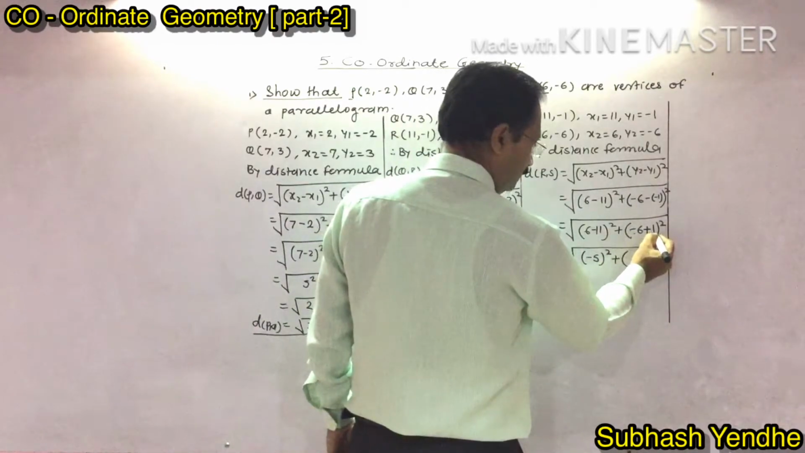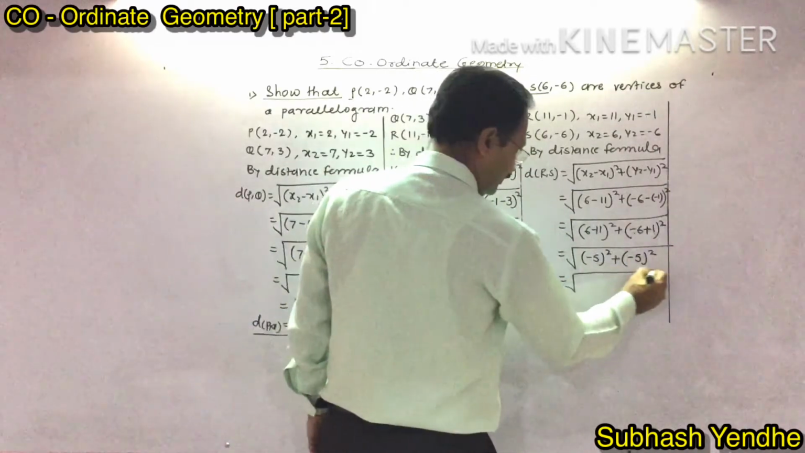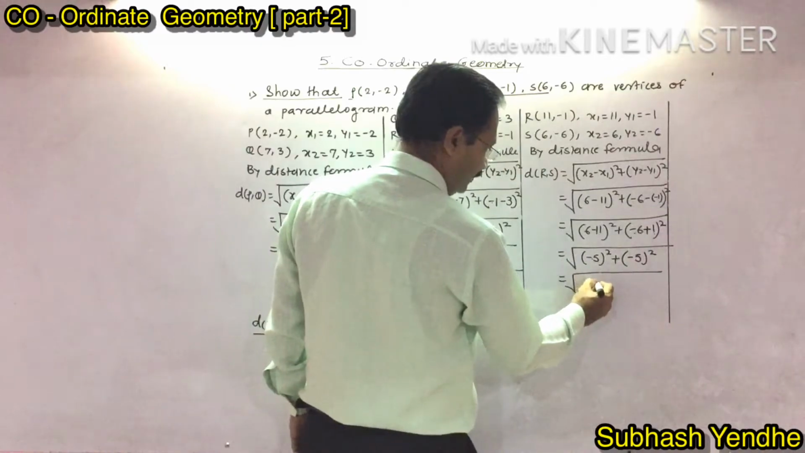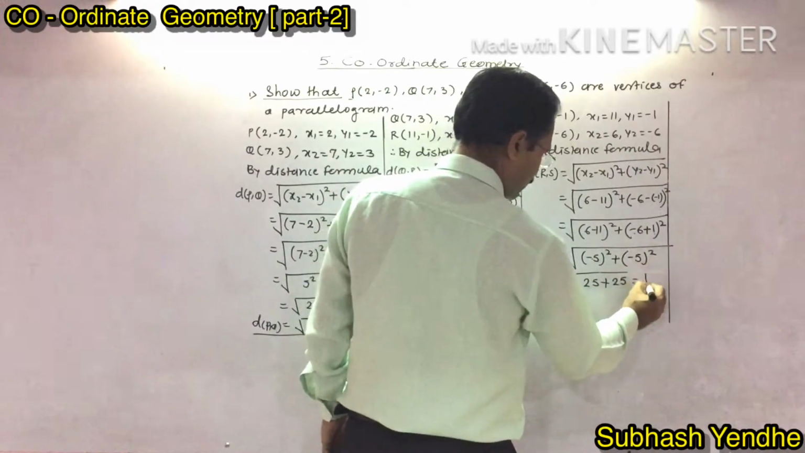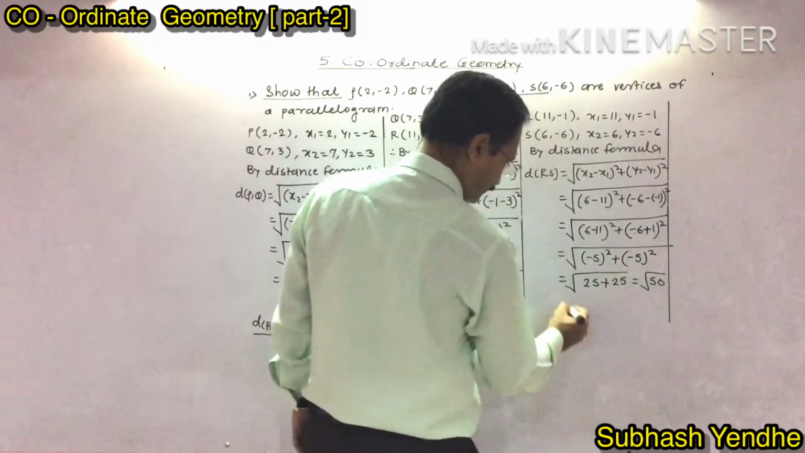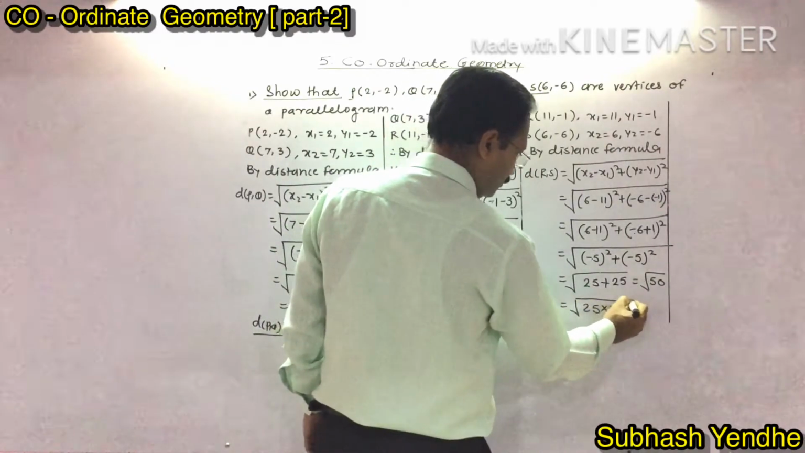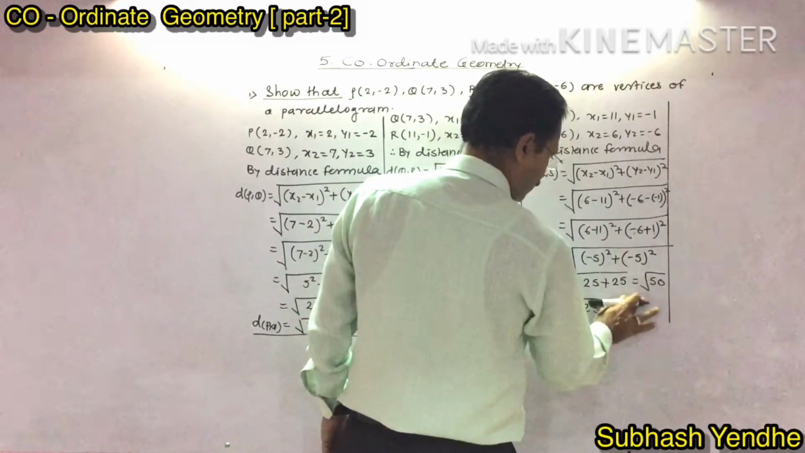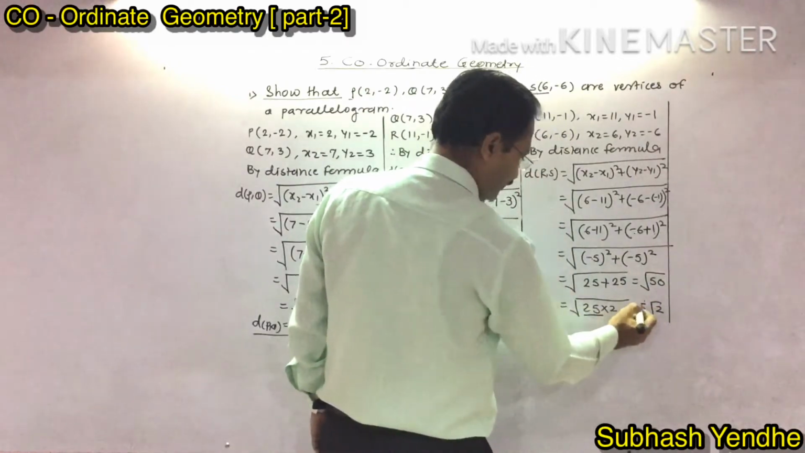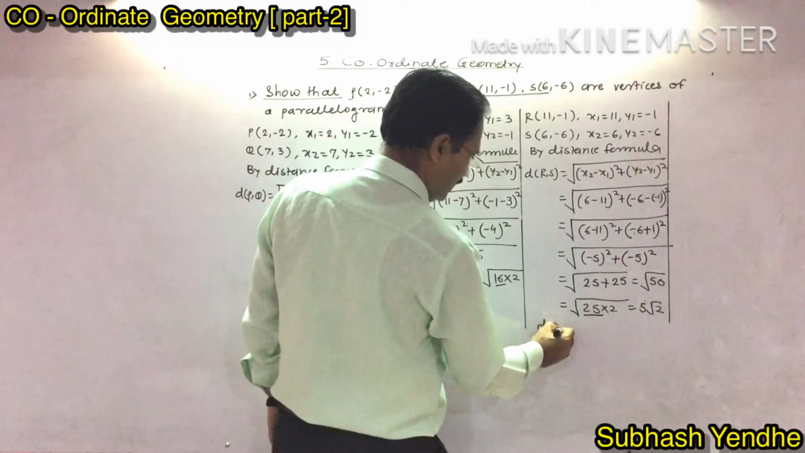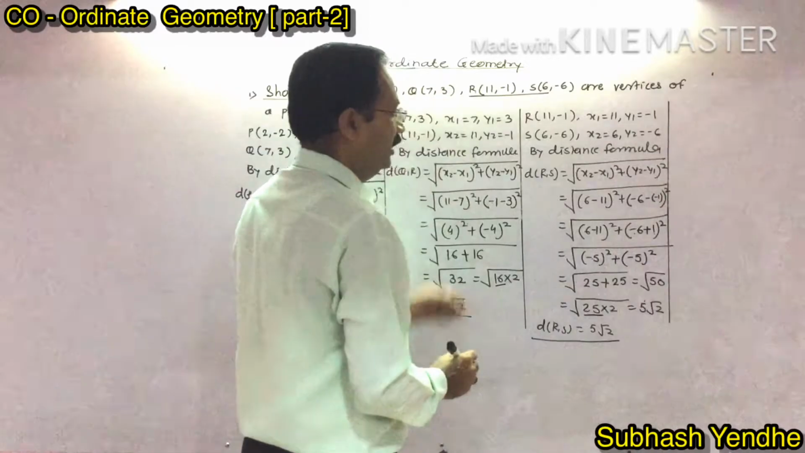Then minus 6 plus 1, subtract and give the sign of the larger number. Minus square is always positive. 5 square is 25, then 5 square is 25. So you will get root 50. Then we can factorize root 50 as 25 into 2. So you will get the answer as 5 root 2, because the square root of 25 is 5. So distance RS equals 5 root 2. So this is your answer.